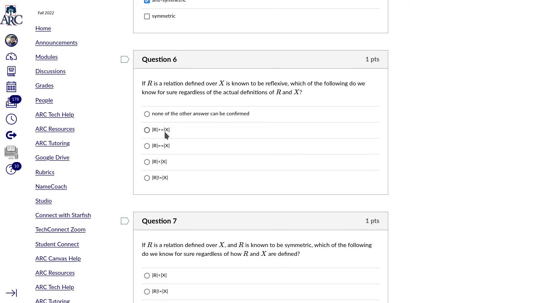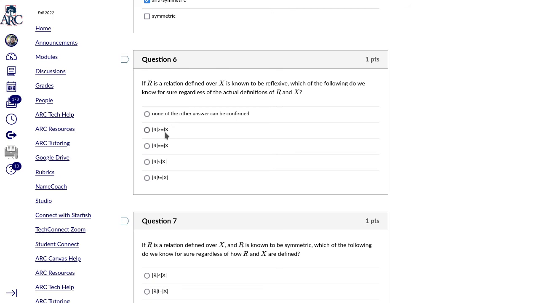Because every element of X has to relate to itself, that means we need at least as many elements in R as there are in X. Think about a small example. Let's say X has A, B, C. That means R has to have AA, BB, CC. It can have other things, but AA, BB, CC are guaranteed.